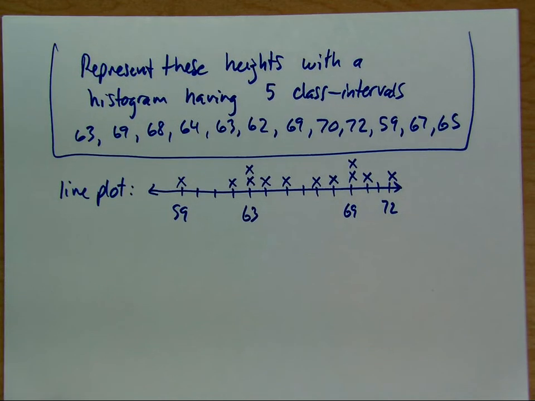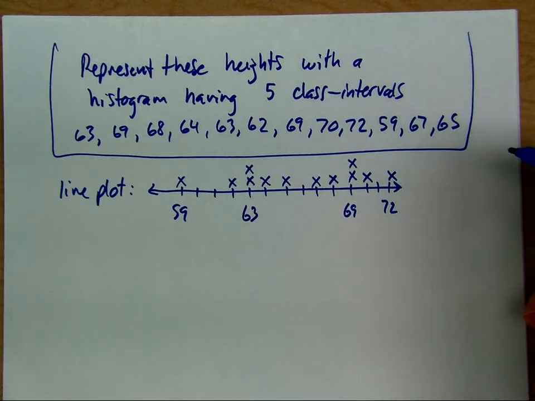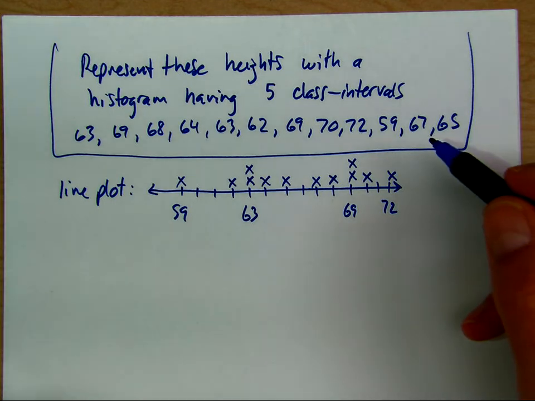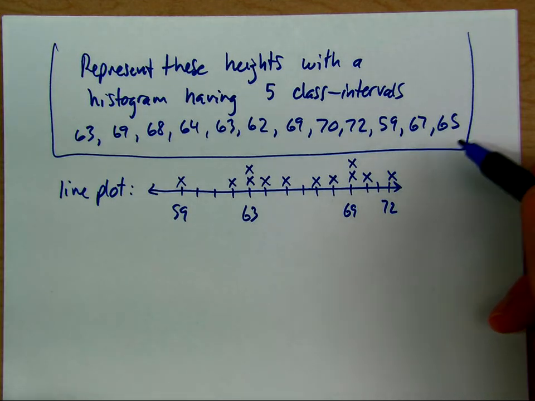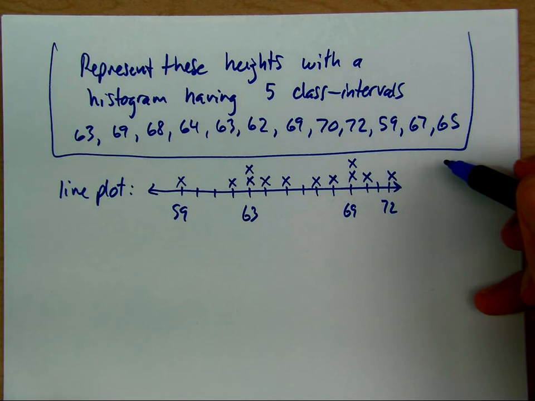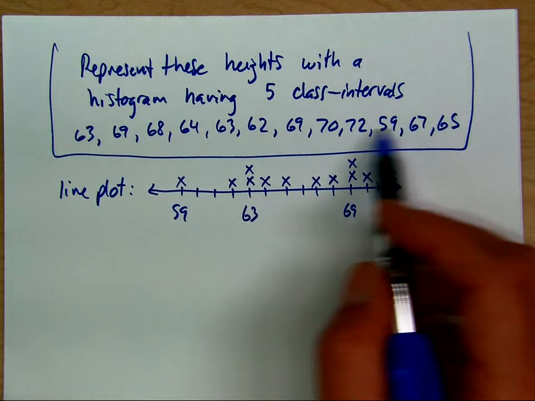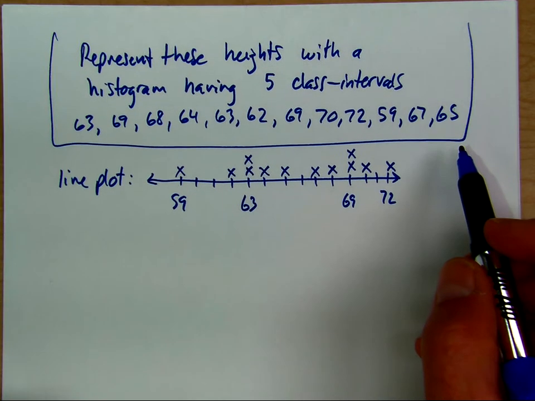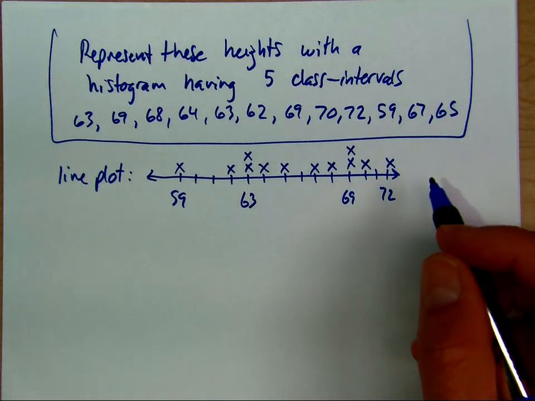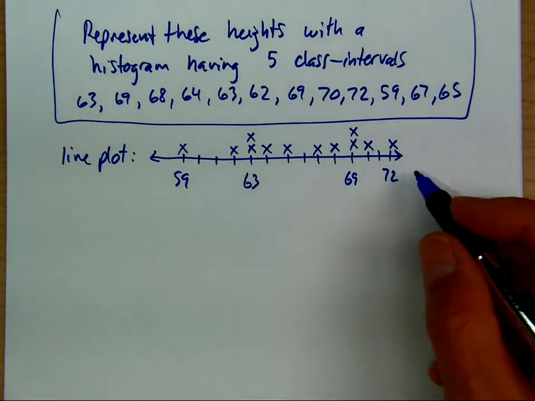Just by looking at the line plot, we can see a rough distribution of the data. If we randomly selected somebody, we would have a better chance of predicting the height by looking at this rather than looking at all these numbers that have no order and we don't know where they're concentrated. We'll do the stem plot in another lesson. We'll go on from here.